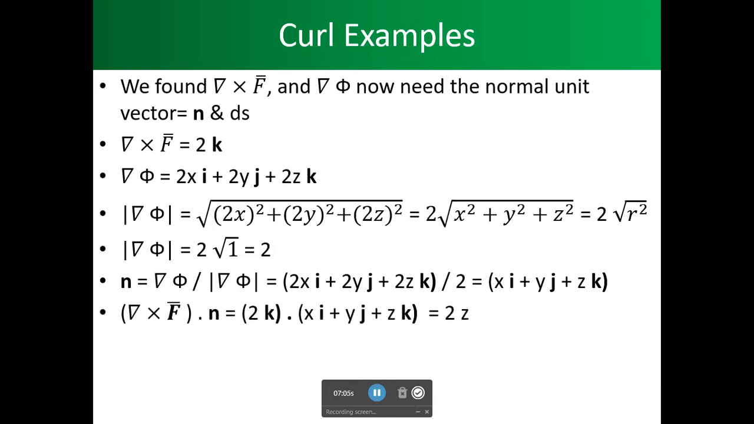So if we multiply all of this out, we are taking this specific curl dot our normal vector. We get 2k times our normal vector, and we wind up with 2z.